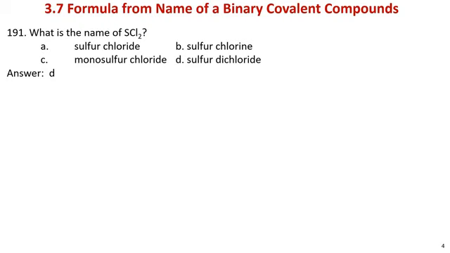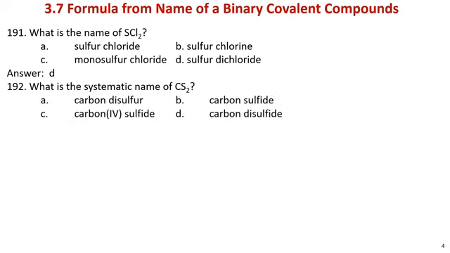What is the name for this one? Carbon, 2 sulfur. Sulfur is called sulfide, not oxide. Carbon disulfide. A is the correct answer. Not A, because this has to be sulfide. D is the correct answer.